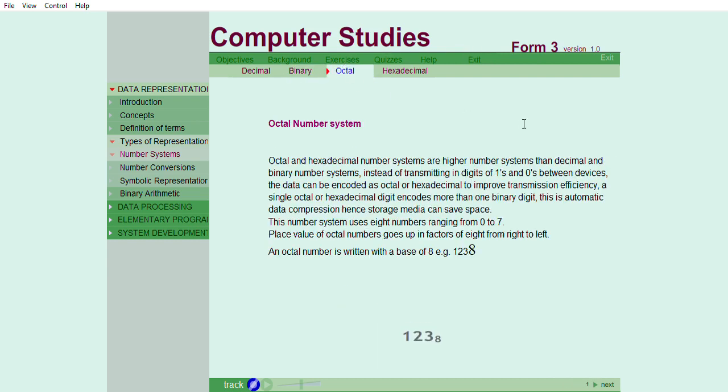Octal and hexadecimal number systems are higher number systems than decimal and binary number systems. Instead of transmitting digits of ones and zeros between devices, the data can be encoded as octal or hexadecimal to improve transmission efficiency. A single octal or hexadecimal digit encodes more than one binary digit. This is automatic data compression, hence storage media can save space.